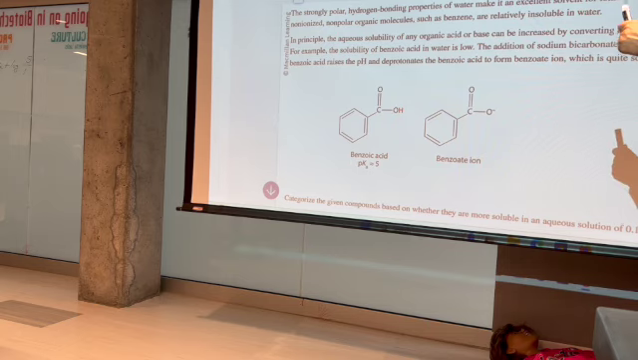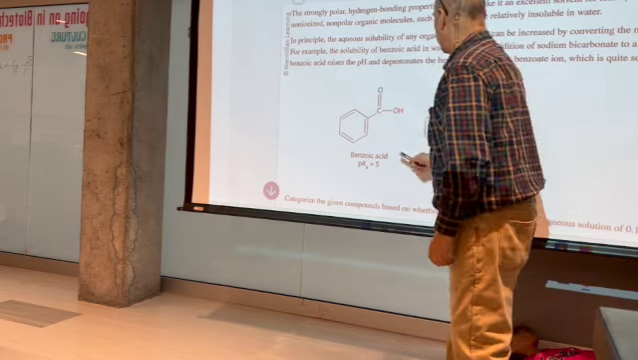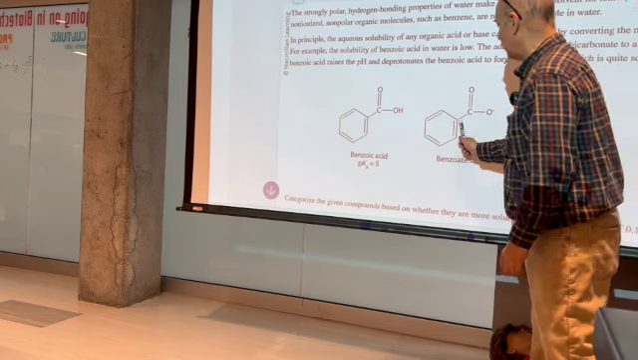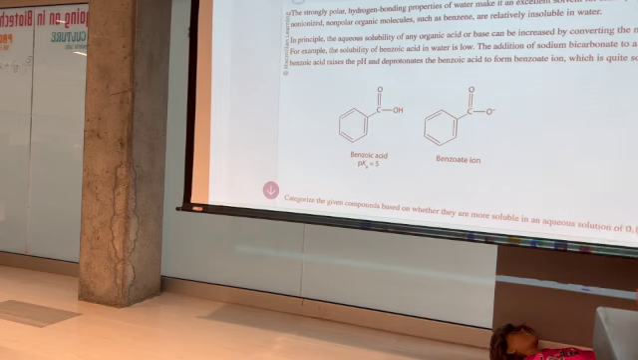For example, the solubility of benzoic acid in water is low, so this is not very soluble in water. The addition of sodium bicarbonate to a mixture of water and benzoic acid raises the pH and deprotonates the benzoic acid to the conjugate base, which is quite soluble in water.